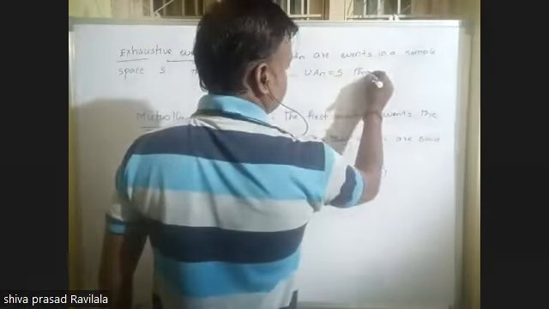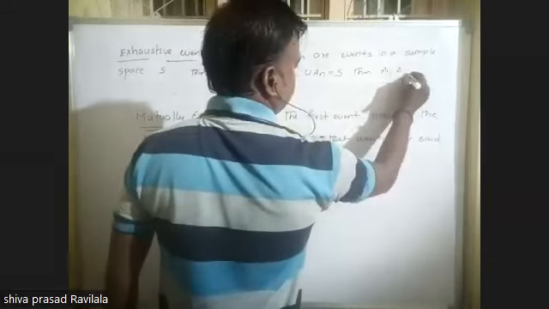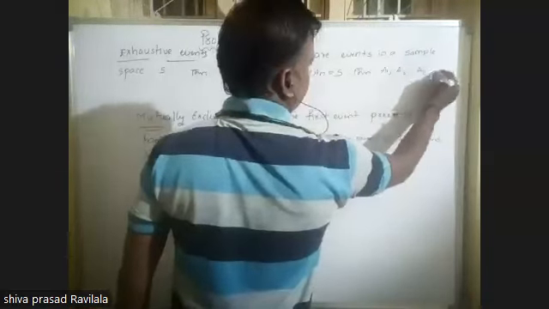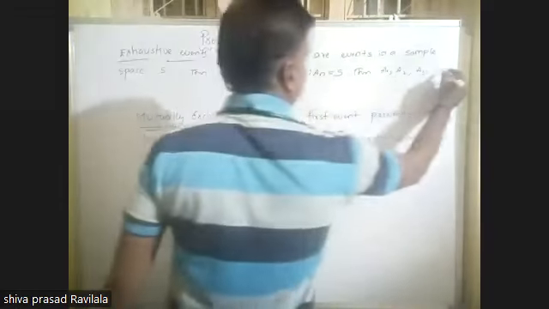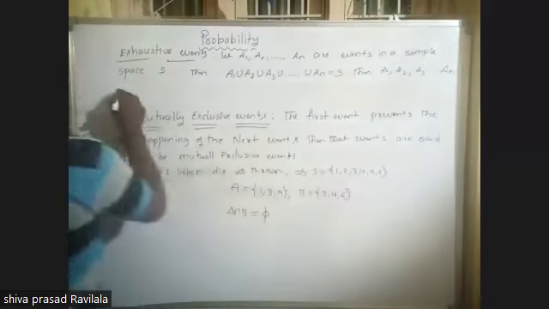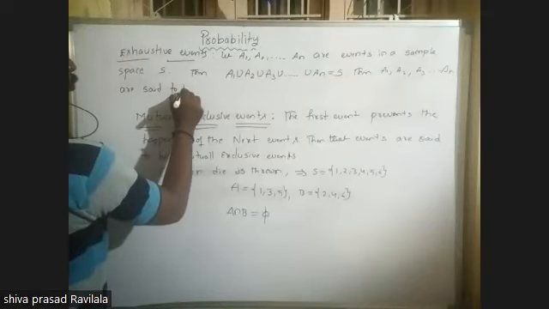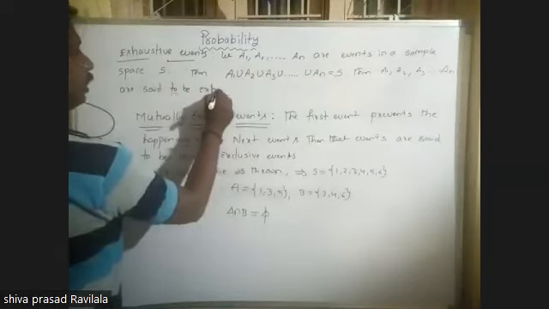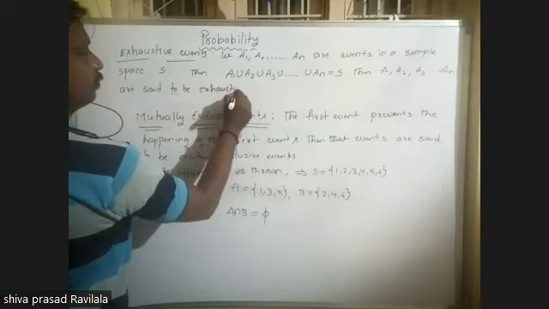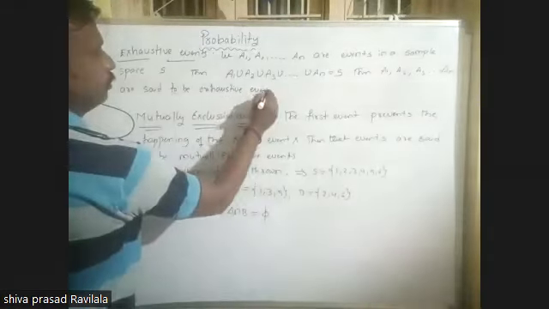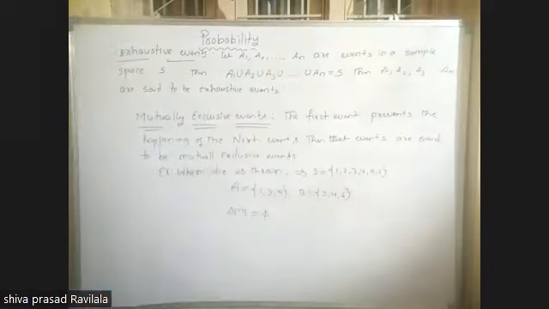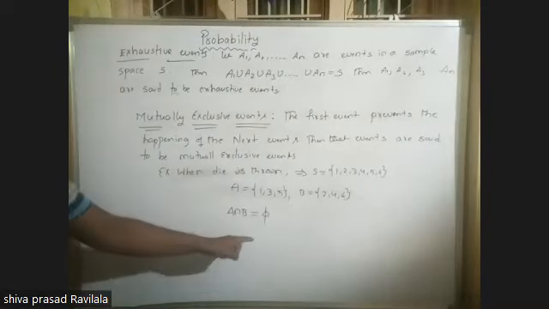Then A1, A2, A3, and so on, AN are said to be exhaustive events. Combination of these two, A union B is equal to what?